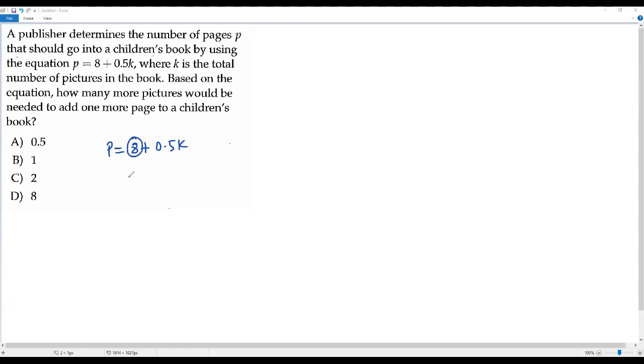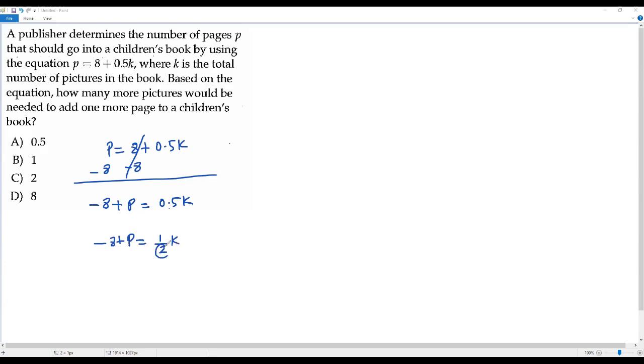First we have to get rid of this 8. For that, I subtract 8 from both sides. When I do so, this positive 8 will cancel. I'm getting P - 8 equals 0.5K. Okay, P - 8. This 0.5 can be written as 1/2 times K.